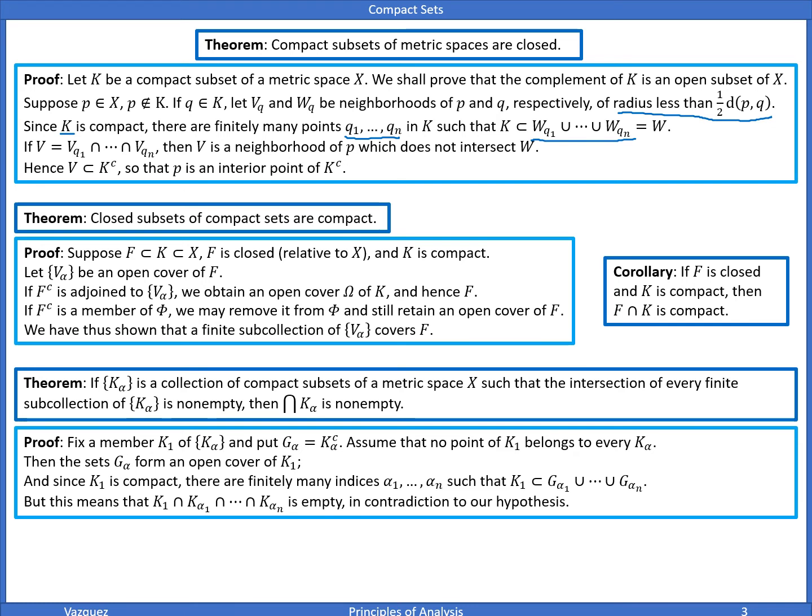Well, then that would mean that K sub 1 intersection with all these other K sub alpha sub 1 all the way to K sub alpha sub n is empty, which contradicts our hypothesis. Right, it contradicts that every finite subcollection of K sub alpha is non-empty. So once we assume that no point of K1 belongs to every K sub alpha, we get a contradiction. Therefore, our theorem holds.